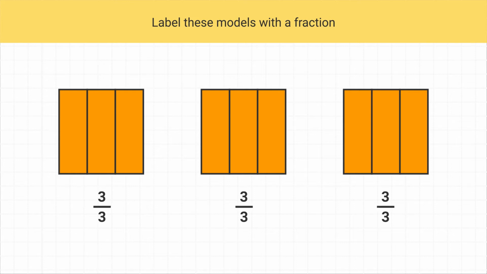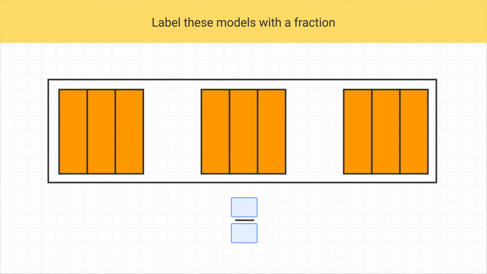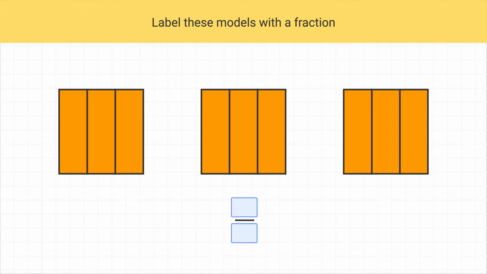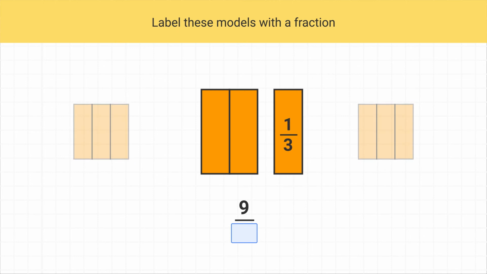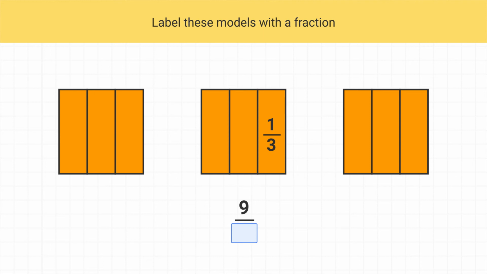But the question is, how could we label them all together? Well, how many shaded pieces are there all together in all of these models? Well, there's 3, 6, 9 shaded pieces, and so 9 will be our numerator. But 9 over what? What should the denominator of our fraction be, and why? Well, this is the important part of the lesson. Each of these pieces, it's still just 1/3 of a square. Just because we're looking at a whole bunch of them together doesn't change that. These are still thirds, so our denominator is 3, and our fraction is 9/3.